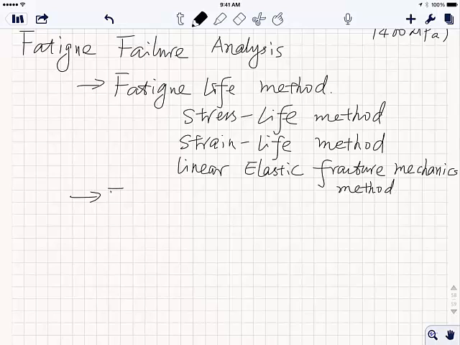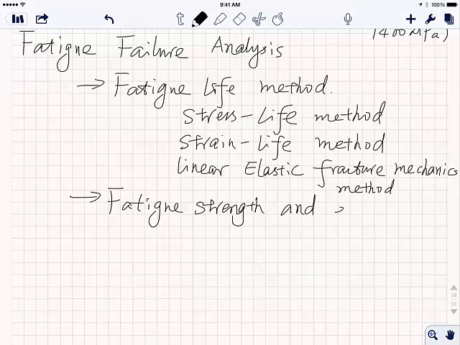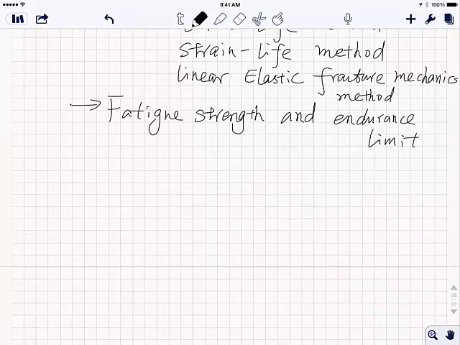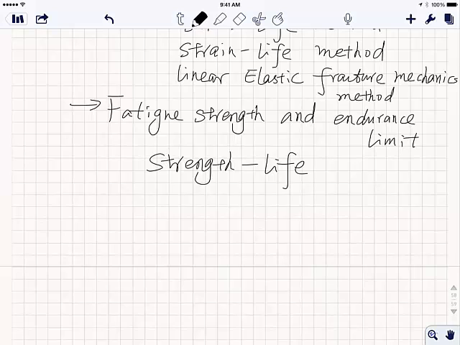Or we also have another method out there which is called fatigue strength and endurance limit. The most popular one, which we'll be spending quite a lot of time on, is called strength and life, which is the S-N diagram. There's a new term we have been talking about, which is life. Strength we know, strain we know, stress we know, but what is life? Life means how many times of dynamic loading you can carry before it fails. So that's why it's N.